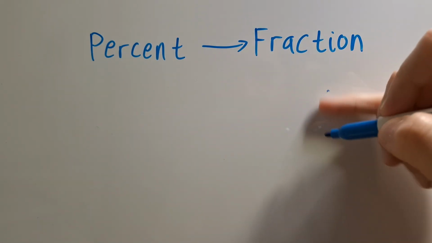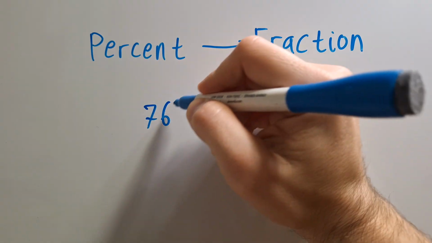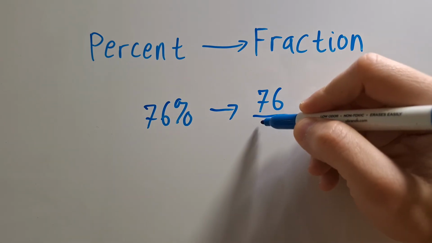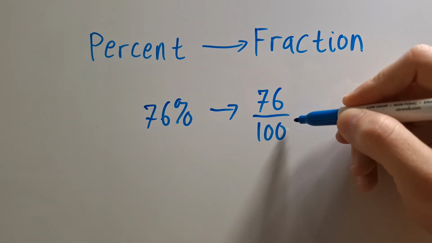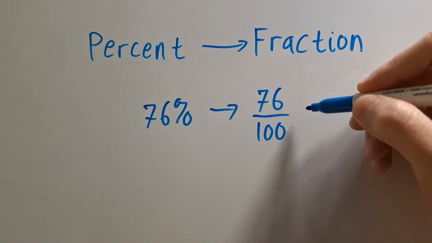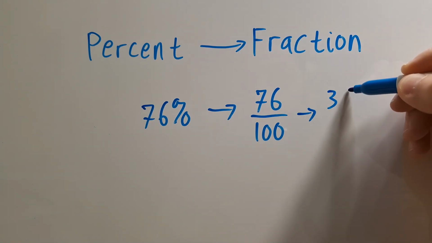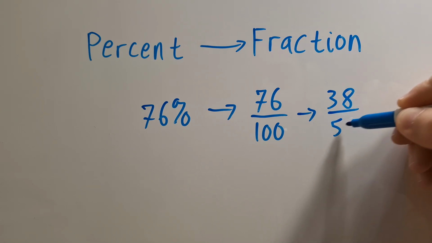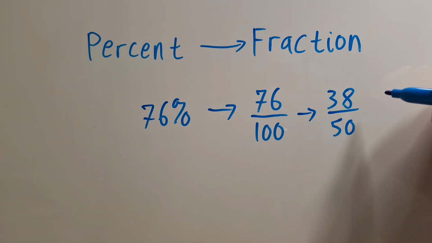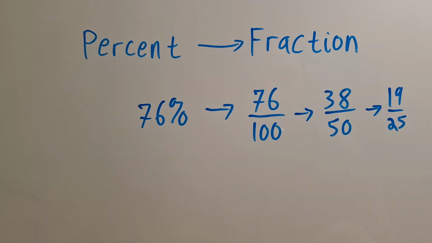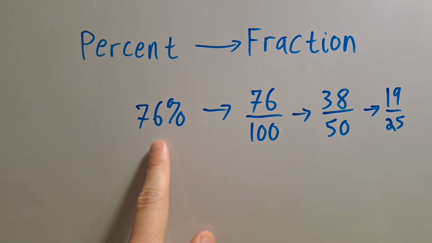Let's look at 76%. We'll do the same exact thing. Because 76 and 100 are both even, what I'm going to do is divide these numbers by 2. Doing so will give me 38/50. This can be reduced again to 19/25. So 76% as a fraction in lowest terms is 19/25.